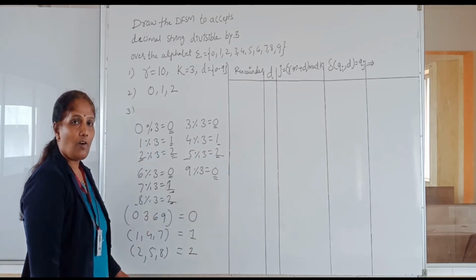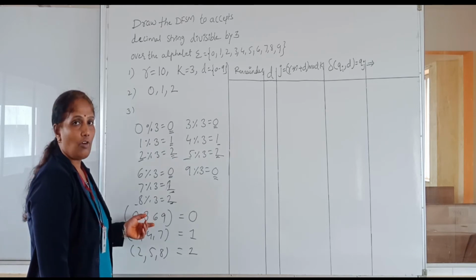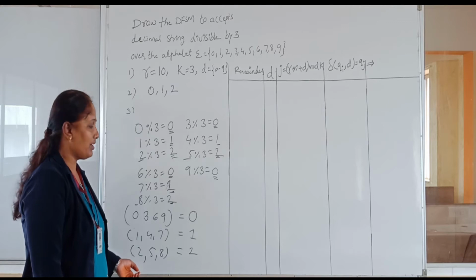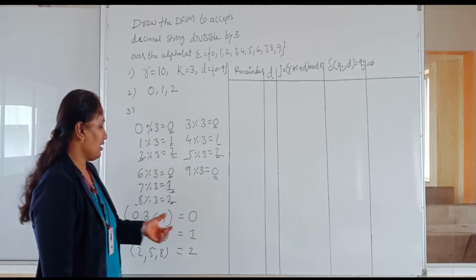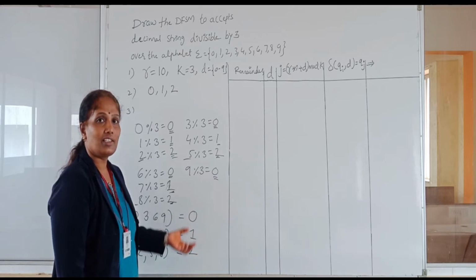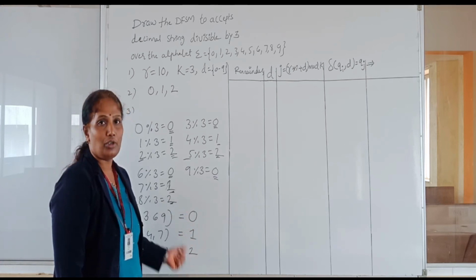So I have considered all the numbers. For convenience, I grouped these numbers based on the remainder they return. So here I have only 3 digits. The 10 digits are minimized to 3 digits, 0, 1 and 2.